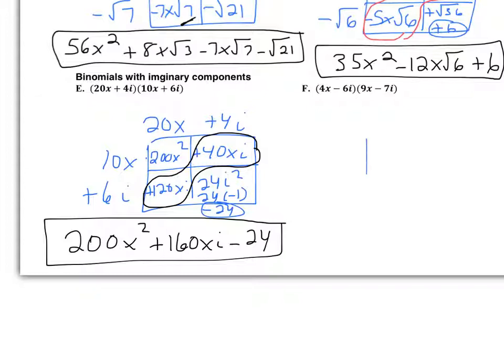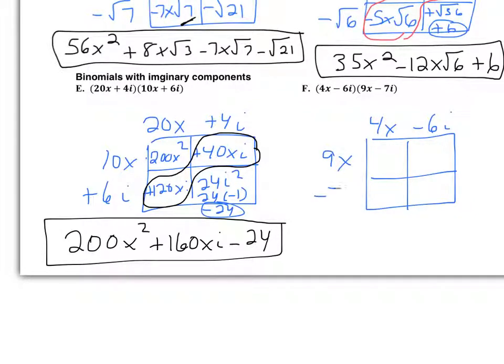On letter F, again, we're going to set it up the same way. We have 4x minus 6i and 9x minus 7i. 9 times 4 is 36x squared. Negative 6 times 9 is negative 54xi. Negative 7 times 4 is negative 28xi. Negative times a negative is a positive 42i squared.